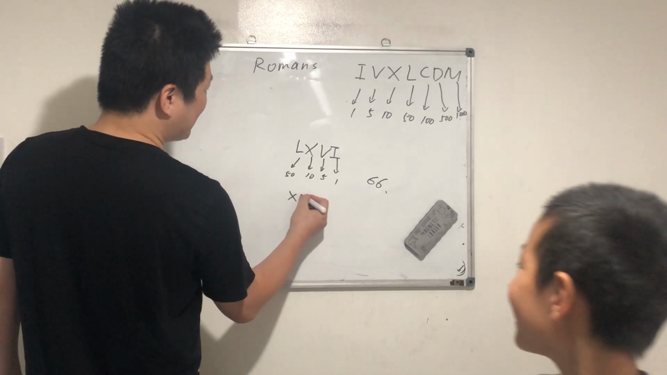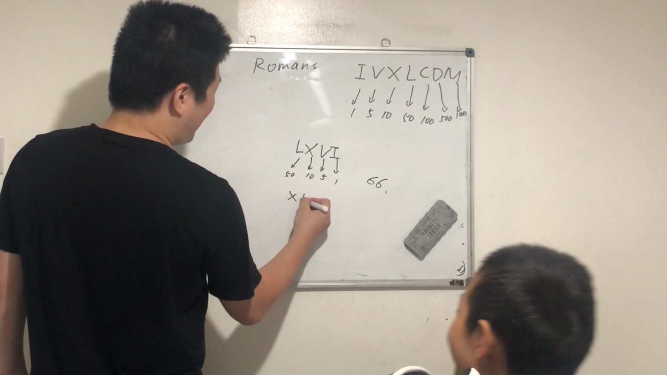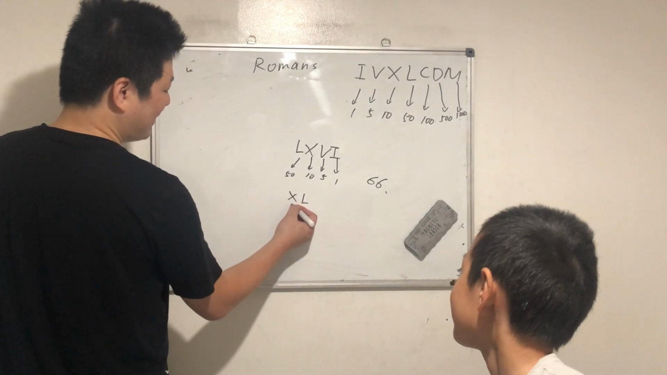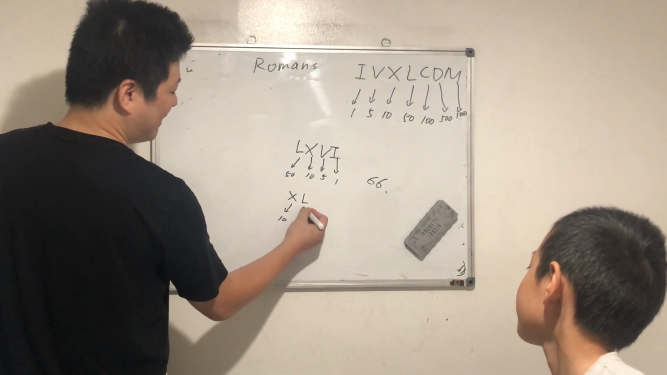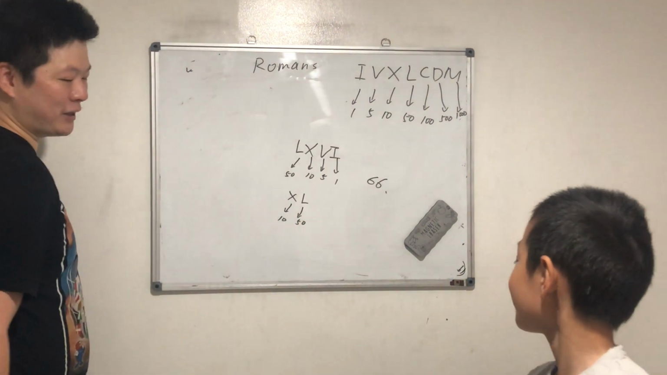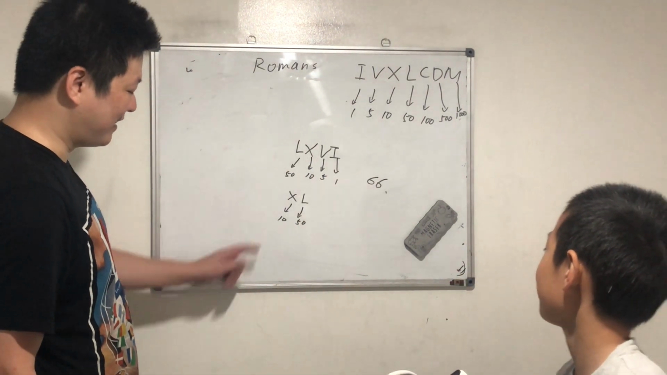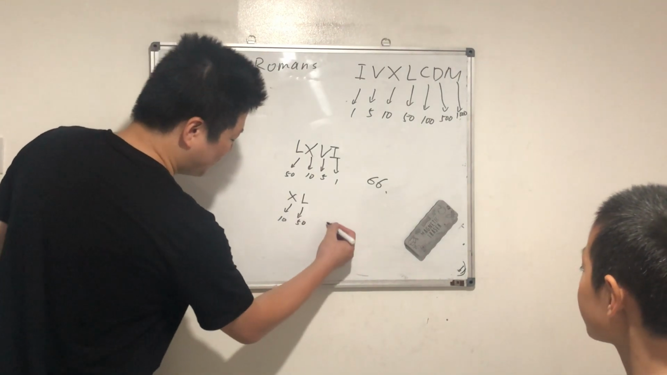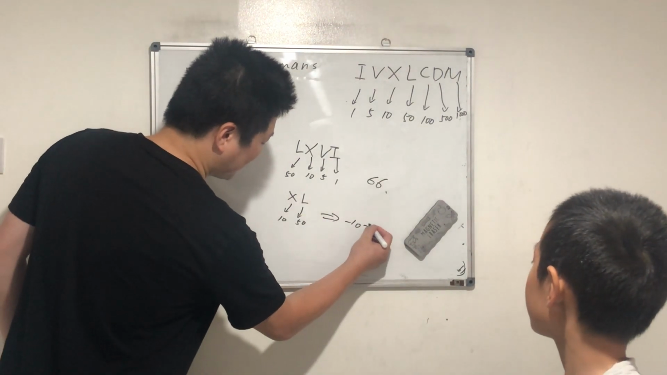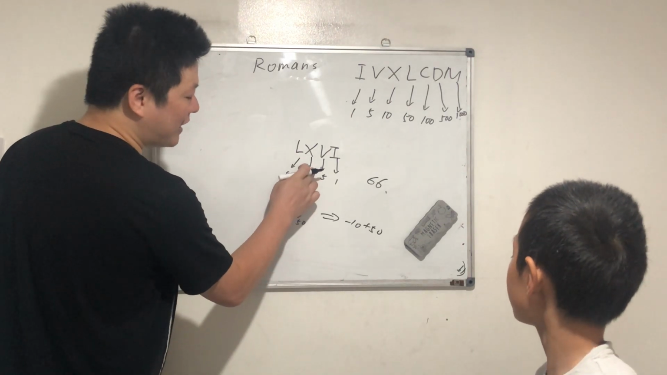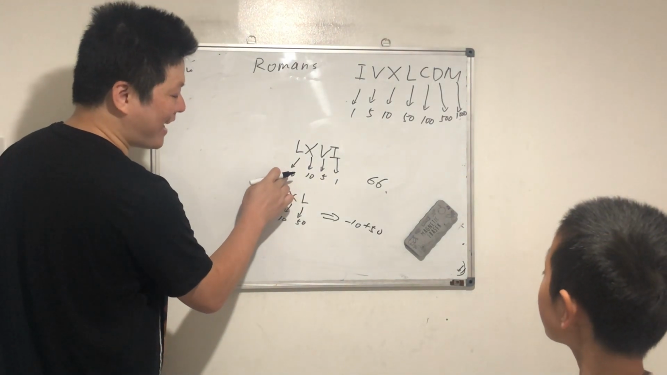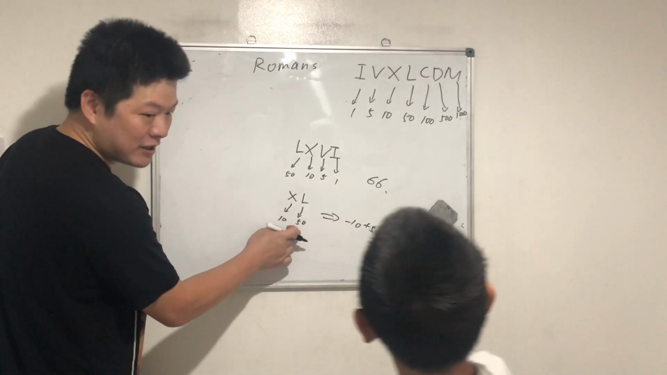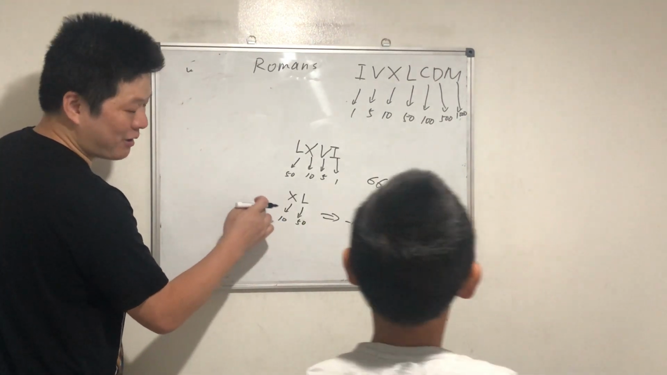How about XL? 40. So that's 10, that's 50. Why is this 40? Because the smaller number comes first, so this will eventually become minus 10 plus 50. If the next one is smaller than the current one, we just add it. If the next one is bigger, so this one is the smaller one, we just do the minus.